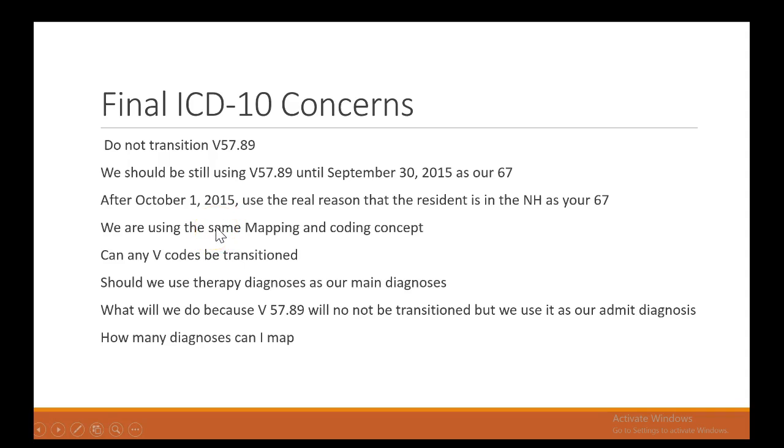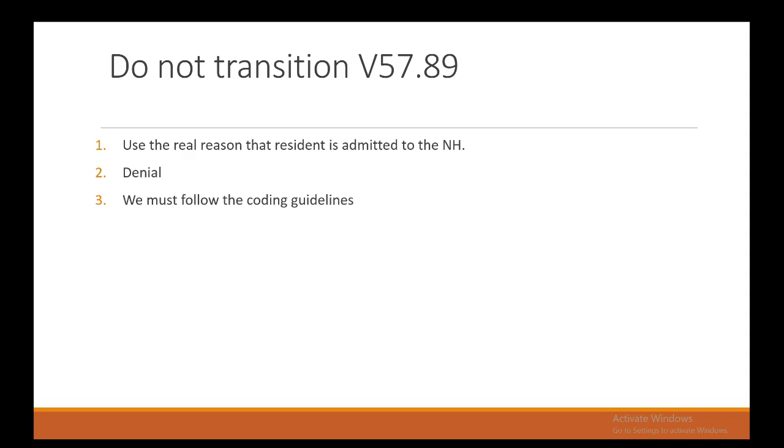We are using the exact same mapping and coding concept that we are currently doing in ICD-9. Can we transition any of the V codes? Should we use therapy diagnoses as our main diagnosis? What will we do because V57.89 is not to be transitioned, but we are using it as our admit diagnosis? How many diagnoses can I map? Now, these are some of the questions and concerns that I've been getting.